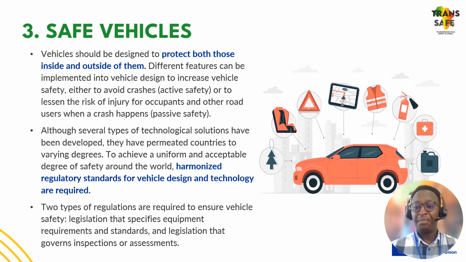Different features can be implemented into vehicle design to increase vehicle safety, either to avoid crashes or to lessen the risk of injury for occupants and other road users when a crash happens. Although various types of technological solutions have been developed around the world, there is a need for harmonized regulatory standards for vehicle design and technology. There are two types of regulations required to ensure vehicle safety. The first one is legislation that specifies equipment requirements and standards, and the second one is legislation that governs inspections or assessments.